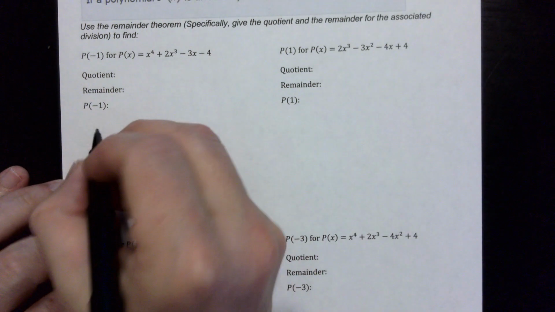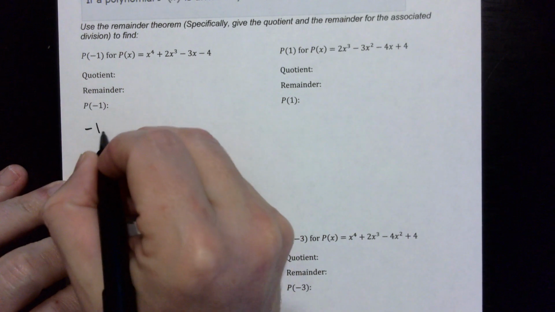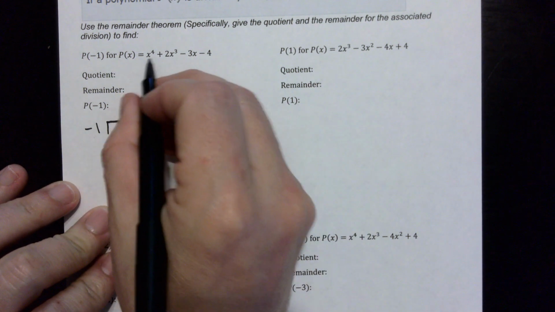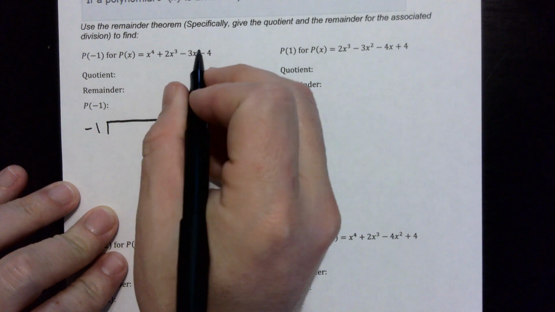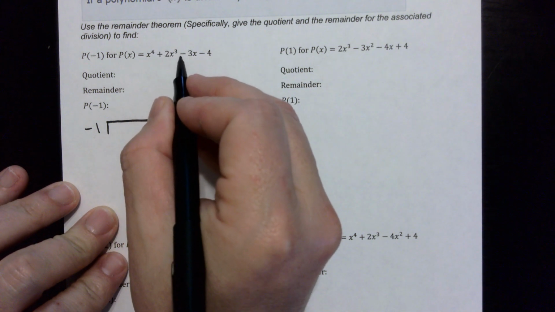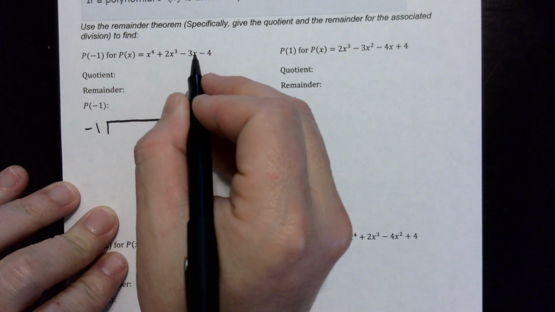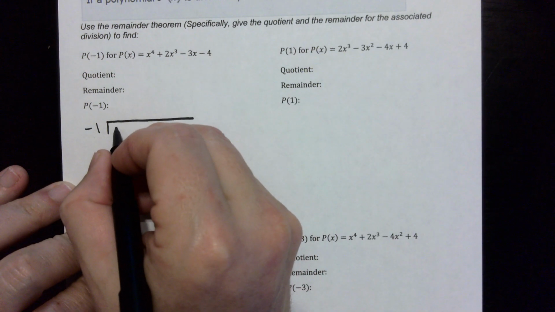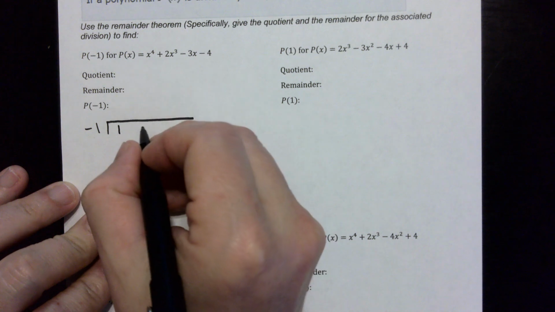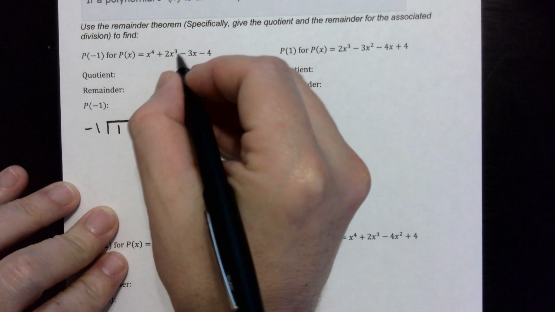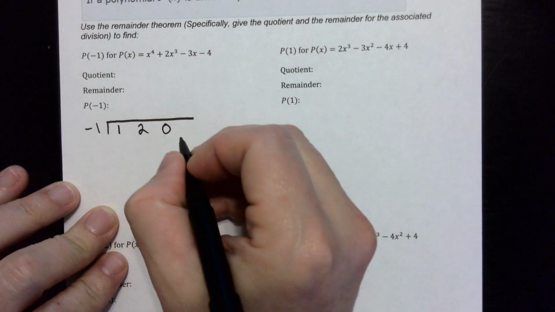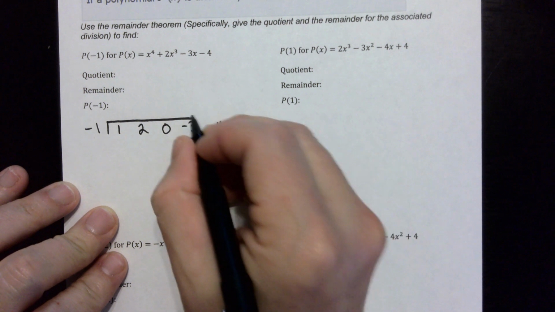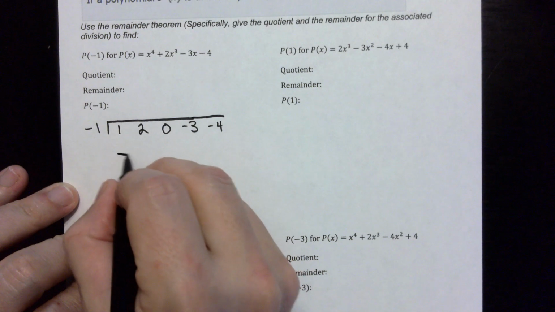Let's see if it actually works. I'll put a -1 outside. And then on the inside, I'll put the coefficients and make sure there are none missing and that they're in the right order. We don't have an x squared term, so I'll put a 0 for the x squared term. So x to the fourth has a 1, x to the third has a 2, x squared has 0, x has a -3, and then our constant is -4.